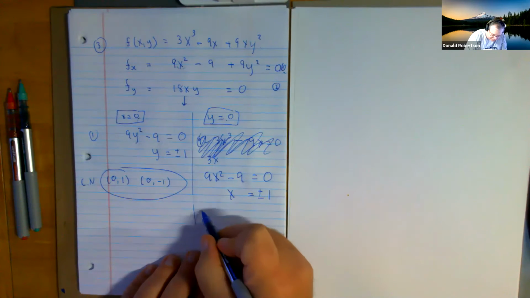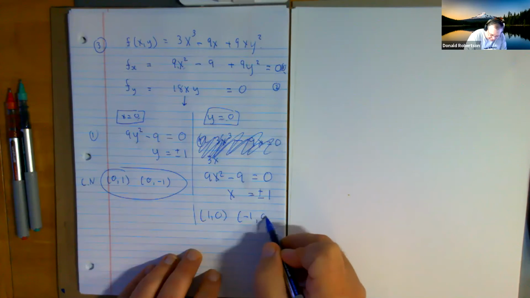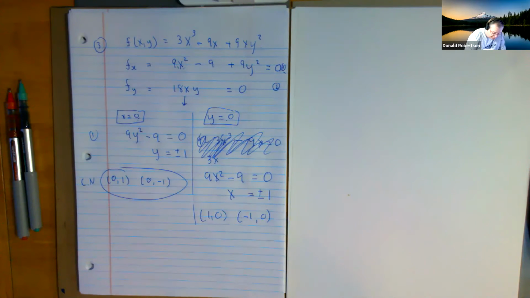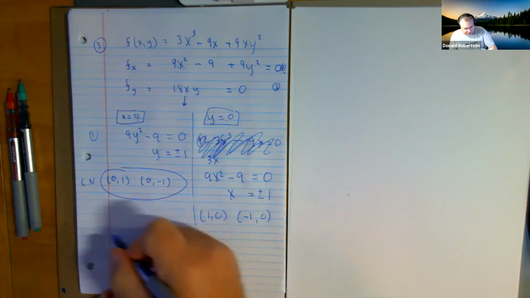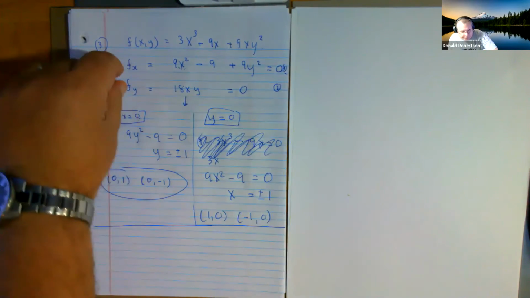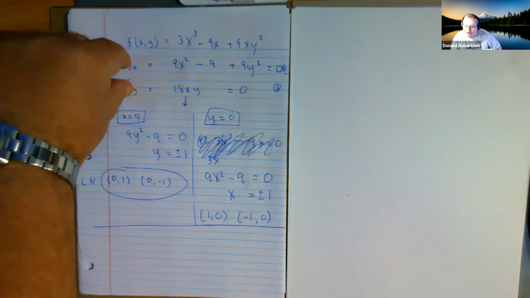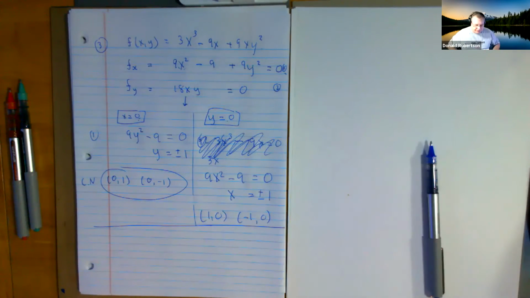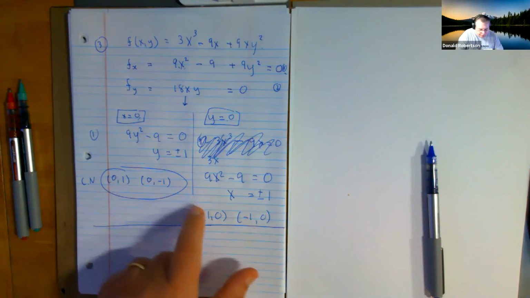And that gets me 1, 0, and that gets me negative 1, 0. So essentially, we have 4 combinations of x and y that have the property that these two derivatives are both 0 at the same time. We call these critical numbers.